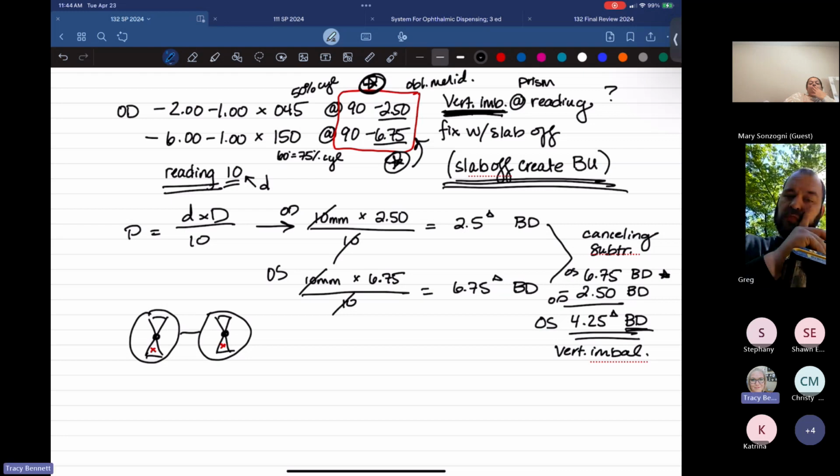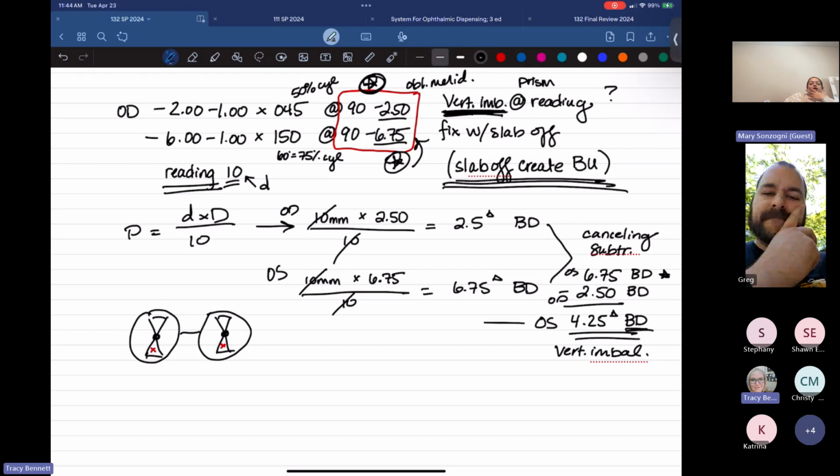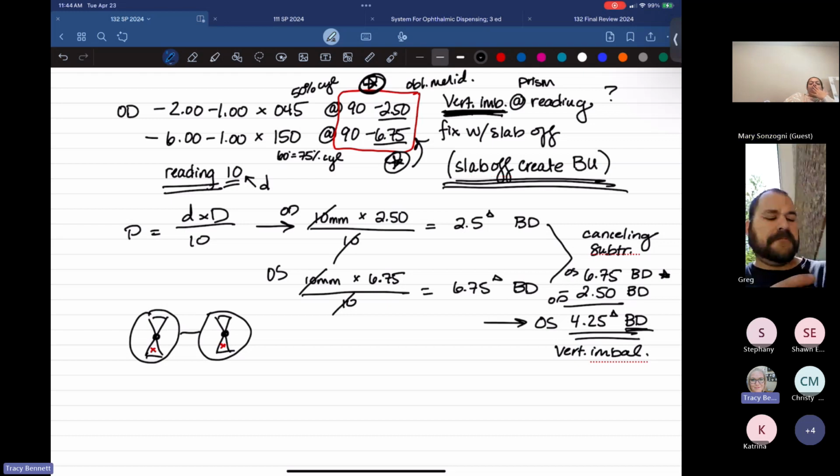The base up prism, in effect, is going to help cancel or reduce excessive base down prism. OS, right? Correct. Very good. Yes. So the OS has too much base down prism. Slab off creates base up.